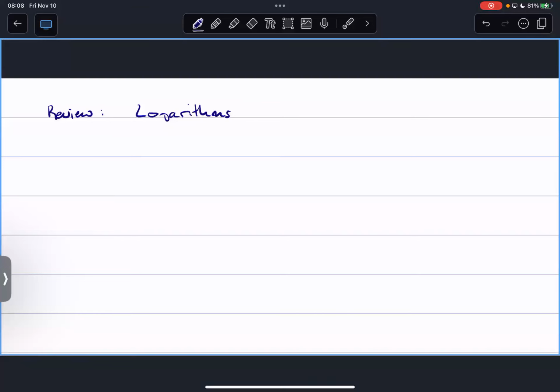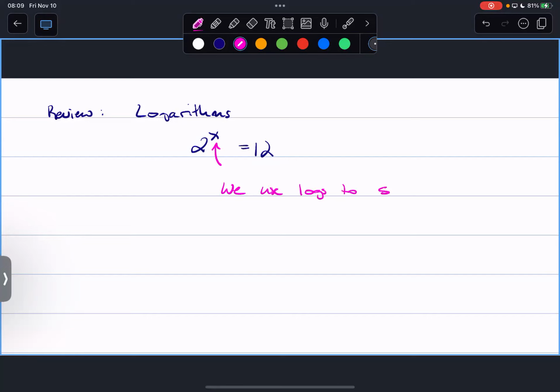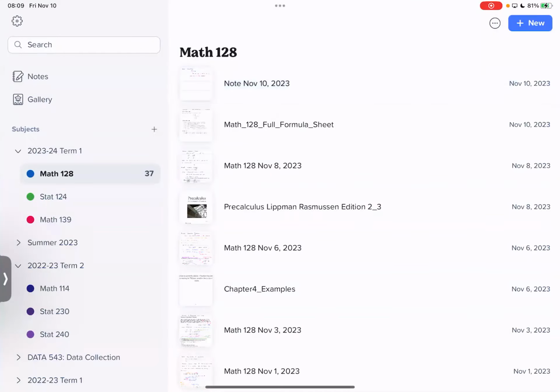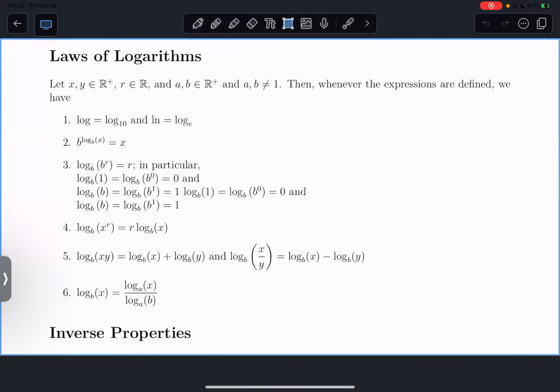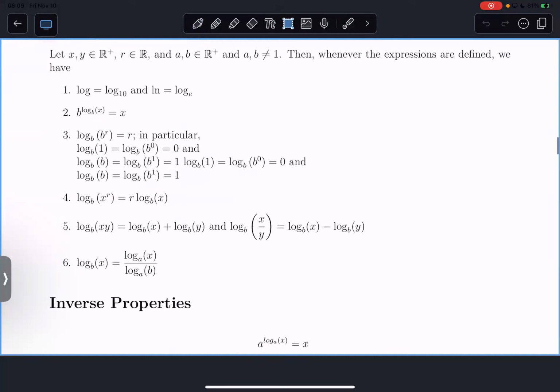So if we have something like 2 to the power of x is equal to 12 or some version of that, we use logarithms to solve for something in the exponent. We use logs to solve for x when x is in the exponent. And the law we use the most, maybe I'll pull it in here, is this one.